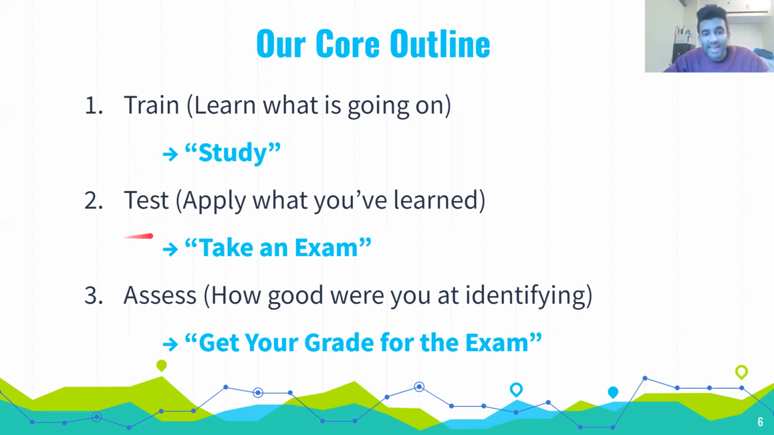The second step is testing. Testing is applying what you've learned on new material. If training is looking at lots of dogs and cats that I've learned, testing is looking at a new image of a dog I've never seen before, and applying the knowledge I have and saying, this is a dog, this is a cat. This is very much like when you took an exam in school. And assessing, the last step, is basically like you get your grade for the exam.